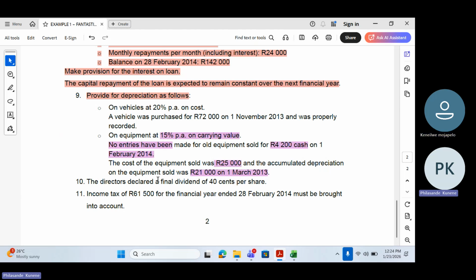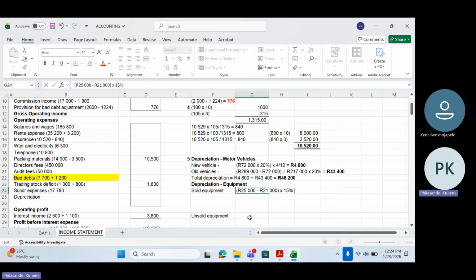But how many months did it stay with us during the current financial year? 11 months. Exactly. So we need to say 11 over 12 because in February 2014, the asset was not with us. So I cannot calculate depreciation for the period after the asset was sold. How many months before we sold it? The months after we purchased it up until the year end, right? So that's the difference between the two. So we're going to multiply by 11 over 12, eh?